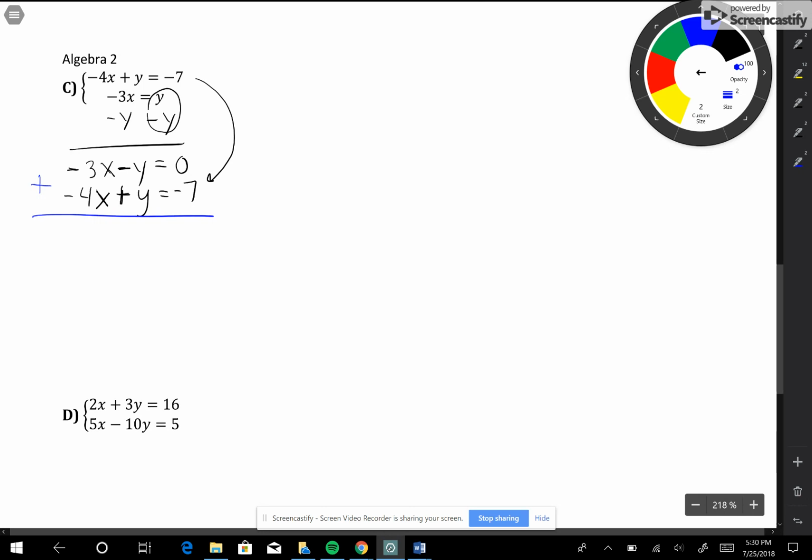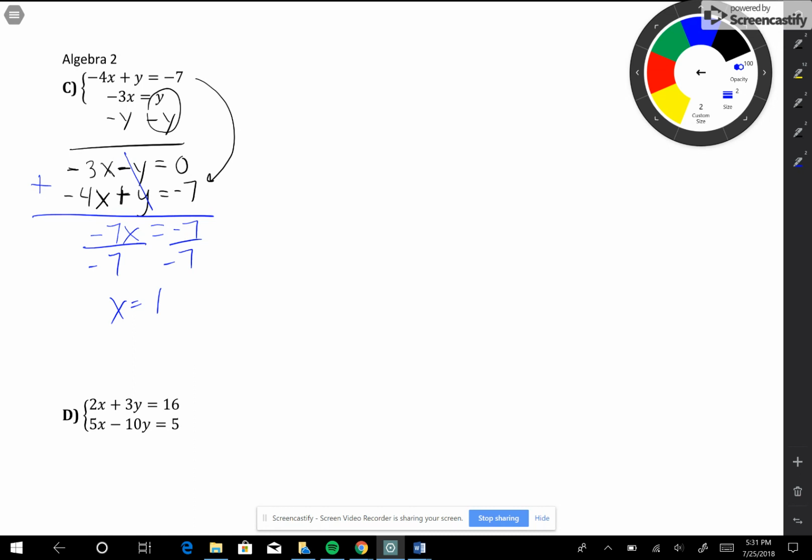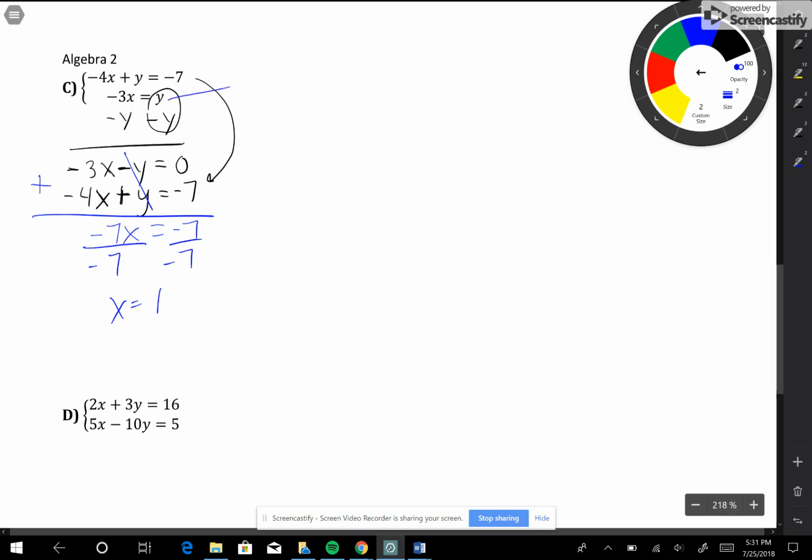I have negative 3x plus a negative 4x gives me a negative 7x. My y's cancel, and that equals 0 minus 7. Oh, negative 7. Divide by negative 7, and x equals positive 1. And now I just plug x into any of my equations. This one seems to be a little simpler than the other one. So if I take and put my 1 in, negative 3 times 1 equals y. Well, that means that negative 3 equals y. Or you could say y equals negative 3. And my solution then is the point 1, negative 3.